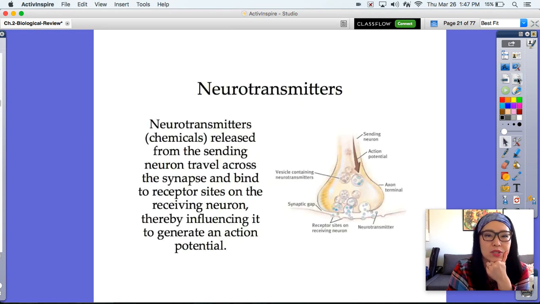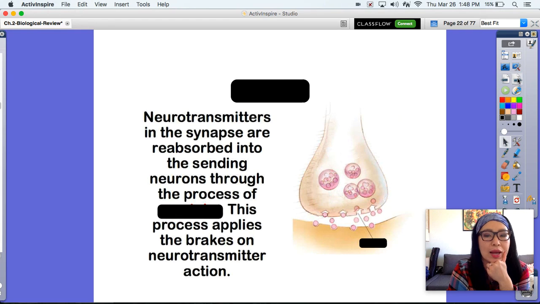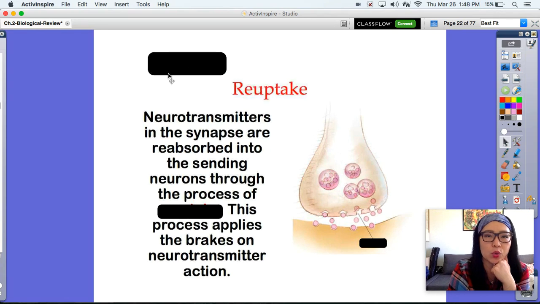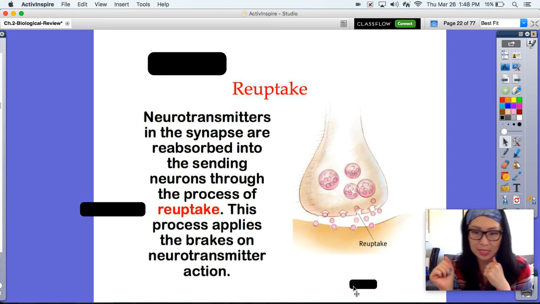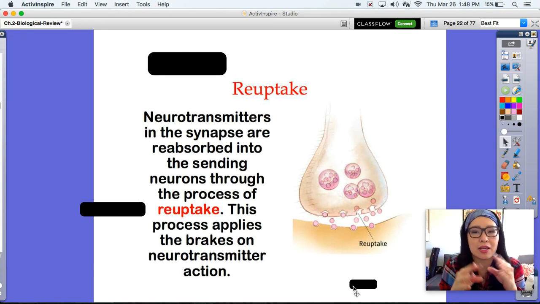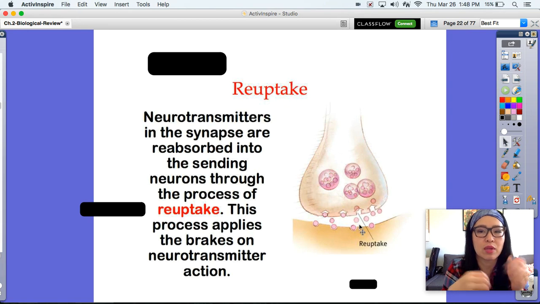All right, then we have neurotransmitters, which are super important. So you have to know your neurotransmitter chart. This one is basically saying that neurotransmitters in the synapse are reabsorbed into the sending neuron through a process of reuptake. So the reason certain medications work, such as antidepressants, is because they leave extra serotonin in the system, so that way people can feel better and lift up moods instead of having reuptake. Instead of it being sucked back up, an antidepressant is going to block that process, so that way we can have more serotonin in our system.